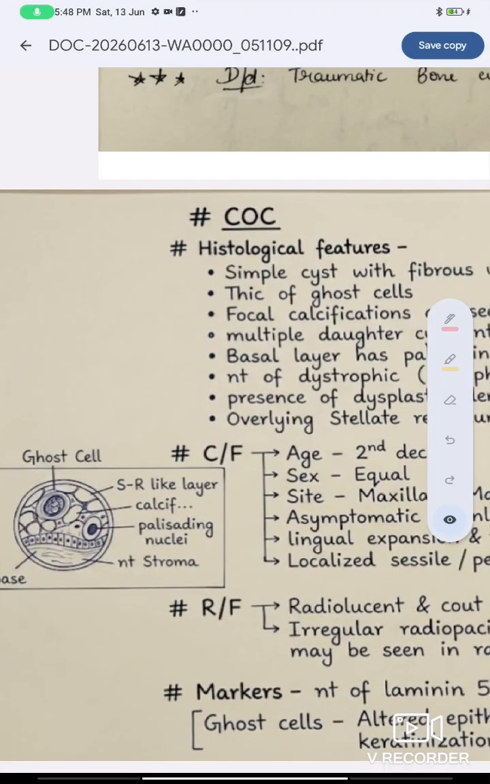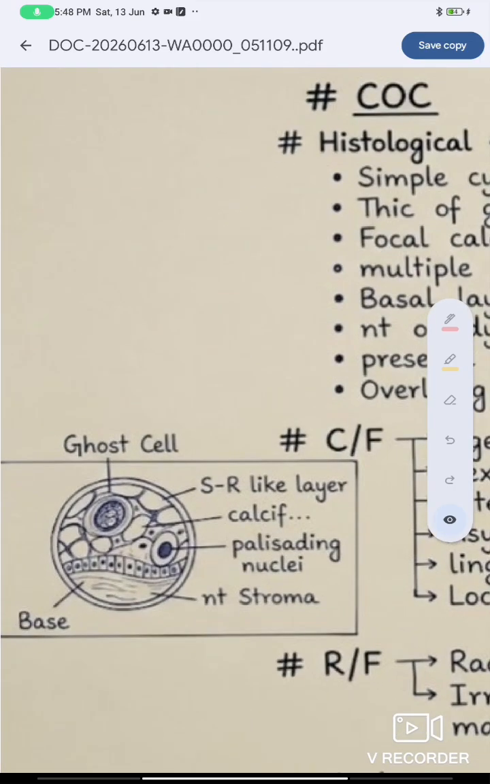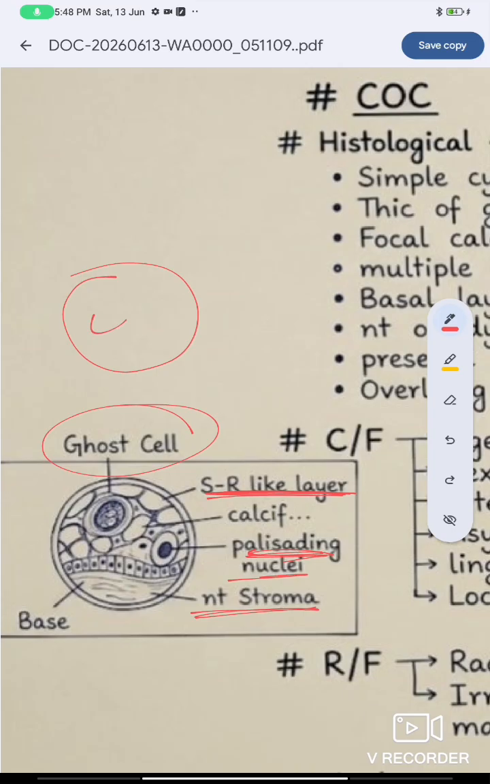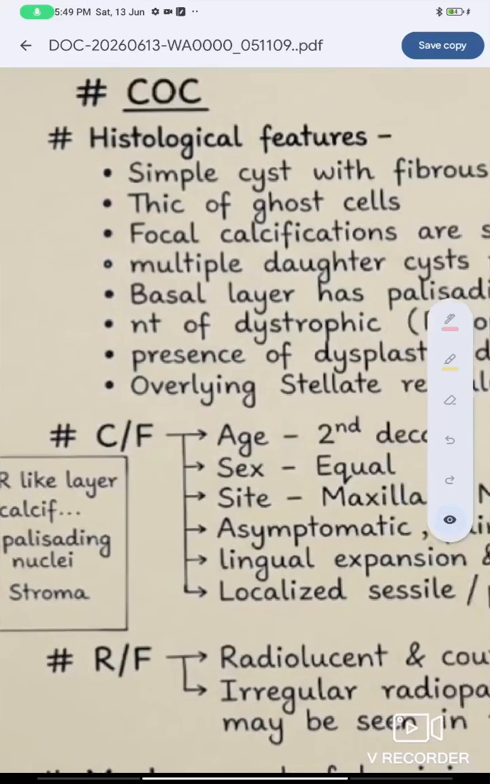Calcifying odontogenic cyst. As the name suggests, there is calcification. The calcification may be seen in the epithelium. Apart from that, there is a stellate reticulum-like layer present in the cystic lining. Connective tissue stroma is present. Palisading nuclei are seen. Another important feature is ghost cells. A ghost cell is a cell in which all the organelles are lost and just an eosinophilic body with only the cell outline is present. So that is known as a ghost cell.